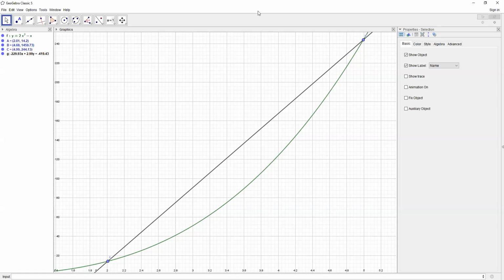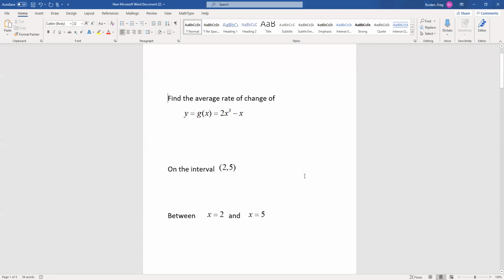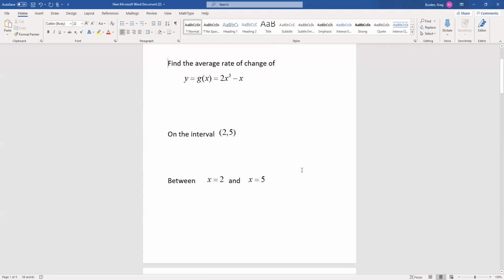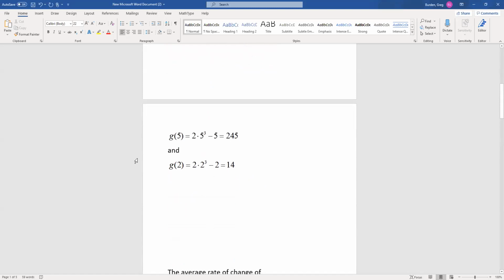Okay, so going back to our previous window here. There it is. So we're looking between x equals 2 and x equals 5. Well, it's really quite simple. You just find the y values that correspond to those 2 x values by plugging 2 into this function, finding g of 2, and g of 5. I did that in the opposite order here.